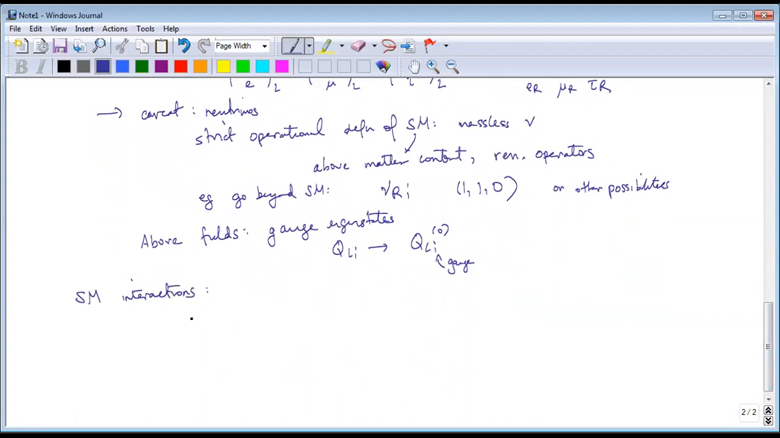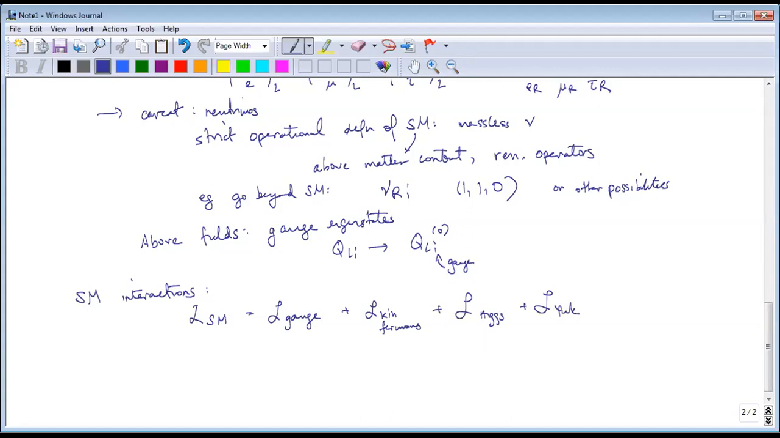As we know, the standard model Lagrangian has the gauge part, in other words, things like F mu nu squared, etc. Plus we're going to have the kinetic terms for the fermions. We're going to have the Higgs. And then we're going to have the Yukawa interactions connecting the Higgs to the matter fields.